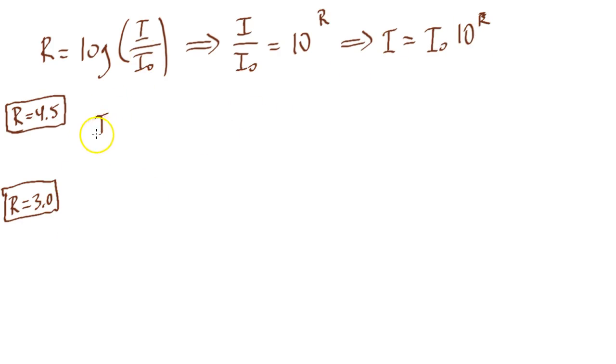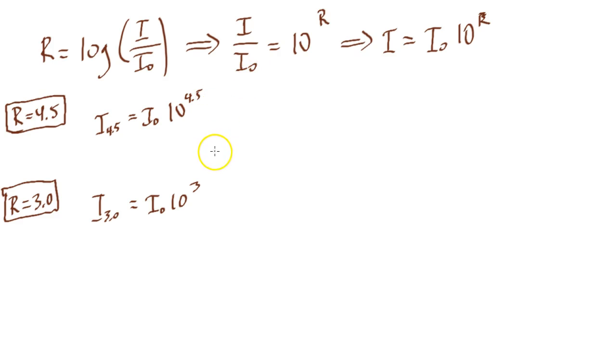So I'll call this I sub 4.5, and we have I sub 4.5 equals I sub 0 times 10 to the 4.5 power. And here we have I sub 3.0, because we have R equals 3.0, and this is equal to I sub 0 times 10 to the 3 power.